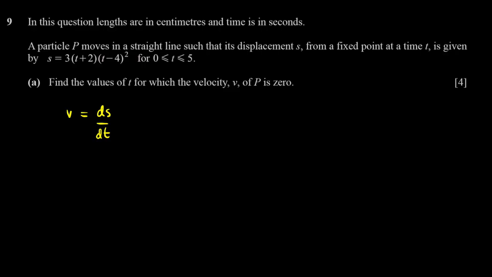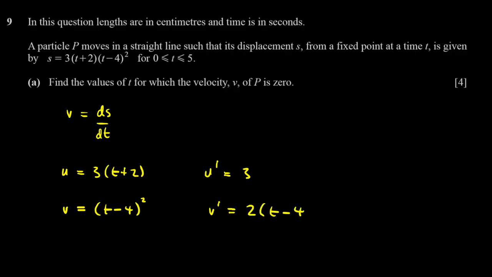Okay then, how are we going to differentiate this? Well, we've got one function multiplied by another function. In other words, we've got the product of two functions, and when we've got the product of two functions, we need to use the product rule. So I'm going to start by defining u as 3 bracket t plus 2, and I'm going to define v as t minus 4 all squared. If I differentiate u, so it's 3t plus 6, it differentiates to give 3. And v prime, I differentiate with the chain rule, so 2 as the power comes down, I subtract 1 from the power, then I differentiate inside the bracket, which gives 1, and I multiply through.